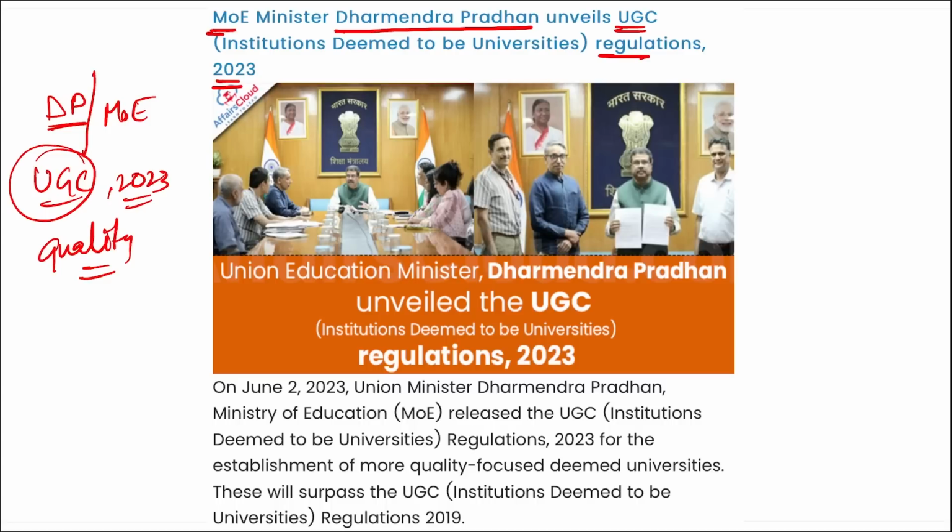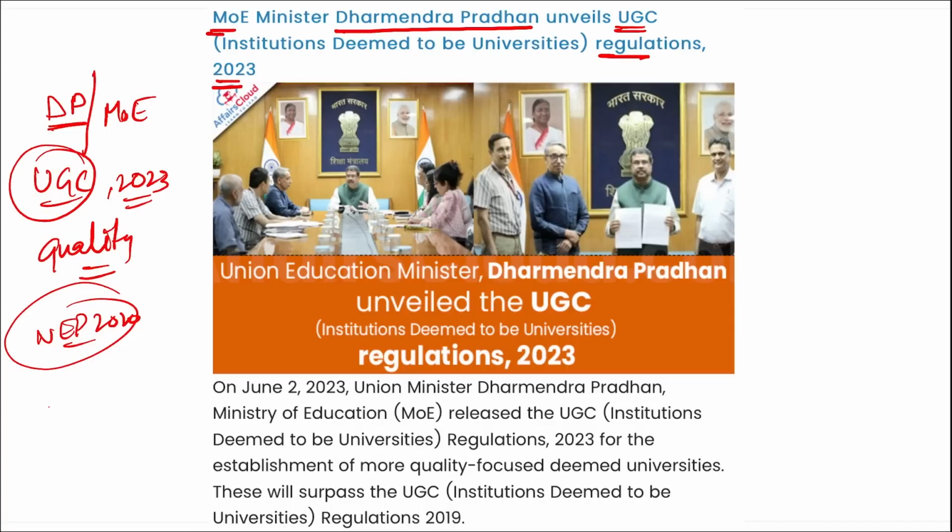These will surpass the UGC guidelines for 2019, right, and are aligned with the National Education Policy of 2020, that is NEP 2020. These new regulations are built on the principle of a light but tight regulatory framework. Correct? These guidelines will enable the establishment of various high quality universities. These simplified guidelines will encourage universities to prioritize quality, excellence, and enhance the research ecosystem in those universities.